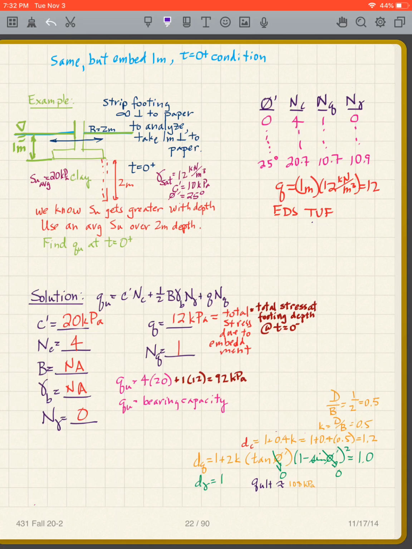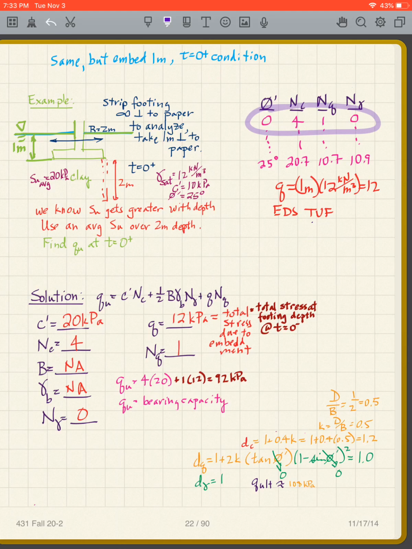Everything's the same. Now we're going to do this at t equals 0 plus. If I'm doing t equals 0 plus, then what do I use? T equals 0 plus condition. I'm now TUF, and that gives me my failure envelope, looks like that. So I have SU, and what does that mean? It goes back to the very first problem we did, which means that my angle is 0, so I'm going to use these values for my NC and NQ and N gamma.